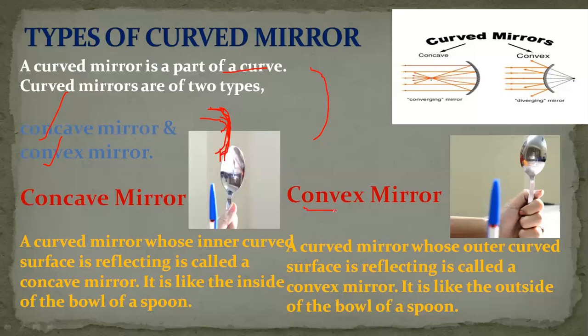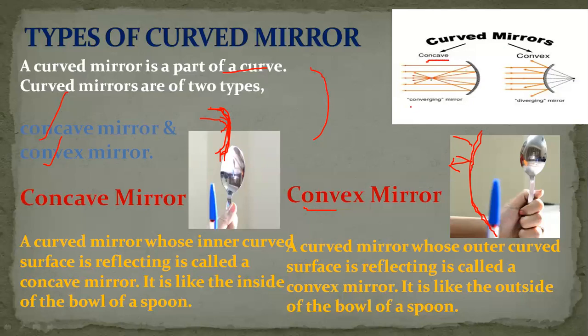The other one is the convex mirror. A convex mirror is like the outside of the curved bowl of the spoon, which gives a large and upright image. You can see here that its outer curved surface is like this. Its upper outer surface is reflecting, but the inner one is polished, it is not shiny. Okay, so curved mirrors are concave and convex, and now you can see how the image is formed.